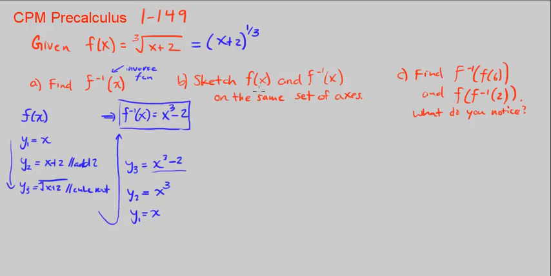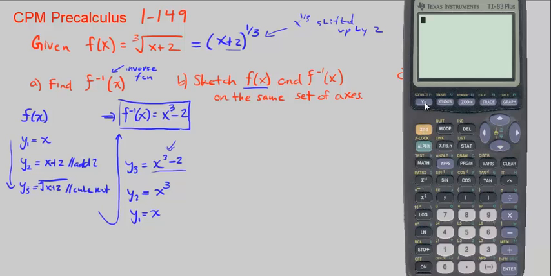Okay, part B, we're asked to sketch our function f of x and our inverse function f inverse of x on the same set of axes. So what do each of these look like? Well, just really quickly, we know that this one looks like x to the power of 1/3 shifted up, because we have plus 2, shifted up by 2 units. And this one looks like x cubed shifted down by 2 units, right? So let's go ahead and graph these.